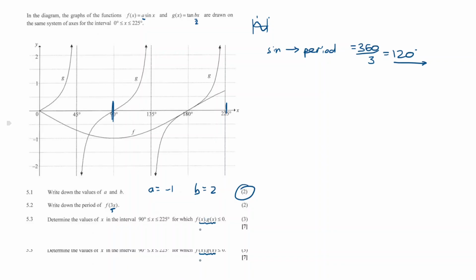But for now, f(x) times g(x), I'm literally asking myself, is this where the graphs are in the same place or different? In this case, they're in different places. Why? Because if the signs were different, so if that was a minus and that was a plus, a minus times a plus is a negative, which is less than 0, or vice versa.